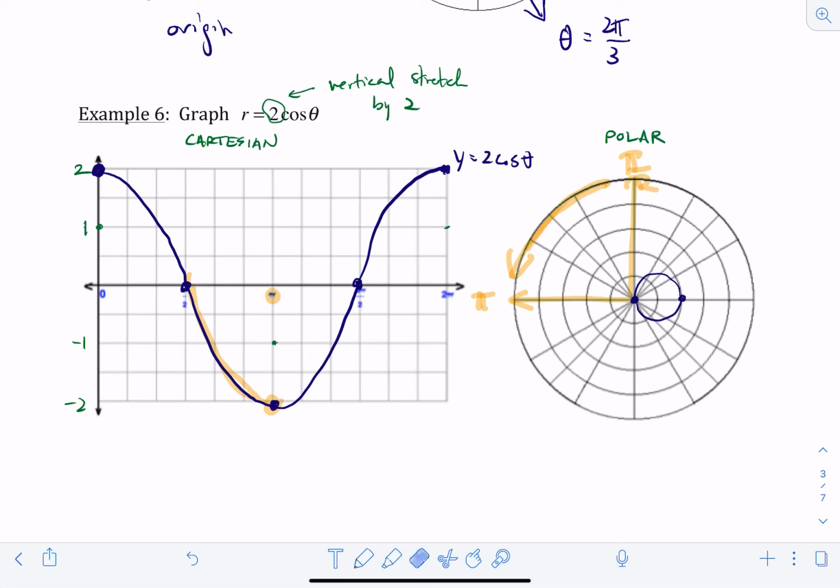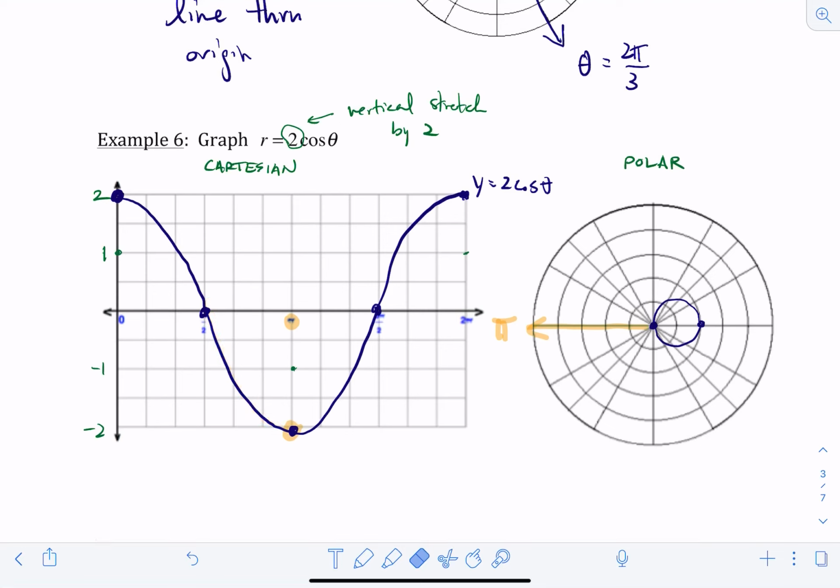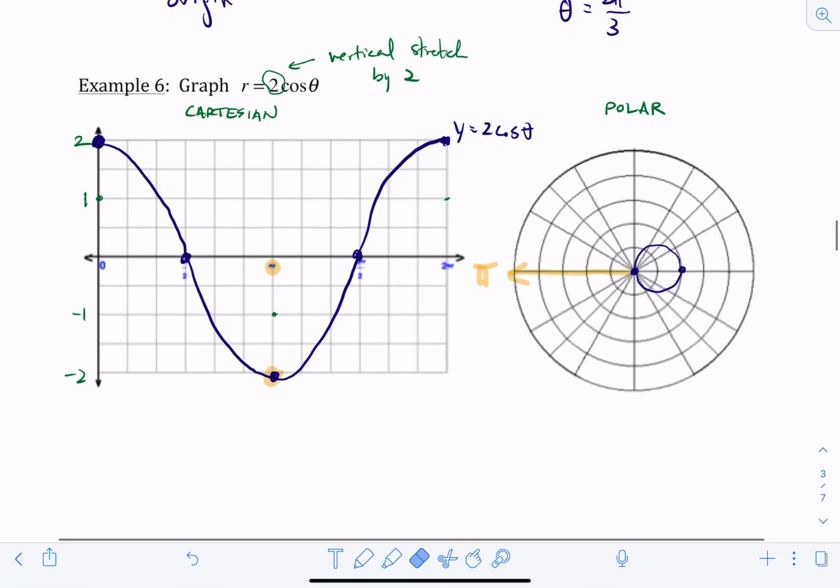So now let me delete these two parts. Okay. So what's happening now? So now I'm facing, I still had that, this is pi. Then for the next part, what I'm going to do is I'm going to go from pi to 3 pi over 2. So 3 pi over 2 means you're facing in this direction.